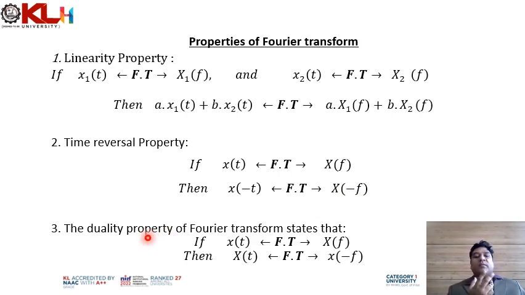Now the duality property is important in solving several problems. So it tells that if the Fourier transform of small x of t is capital X of f, then if we are giving capital X of t as the time domain signal and take its Fourier transform, the Fourier transform will be small x of minus f. So you are giving this capital X of f as the input to the Fourier transform. In place of f, you are writing t. For that capital X of t, the Fourier transform will be this small x where t is replaced by minus f.